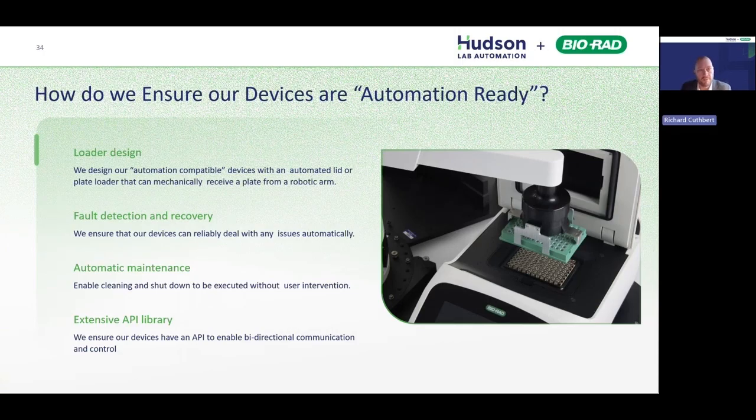And lastly, it's really important to assess the quality of the API library. I think this is something that researchers really need to ask their instrument suppliers about, because it doesn't matter how many features a system has, if those features are not available through the API, they won't work with automation. And this is something that we have paid particular attention to at Bio-Rad to ensure that our customers can use automation to get the most out of our instruments.